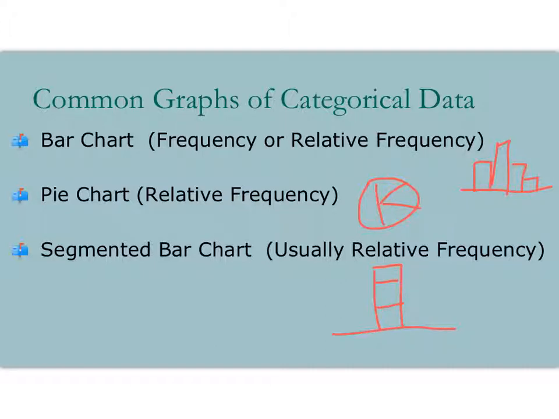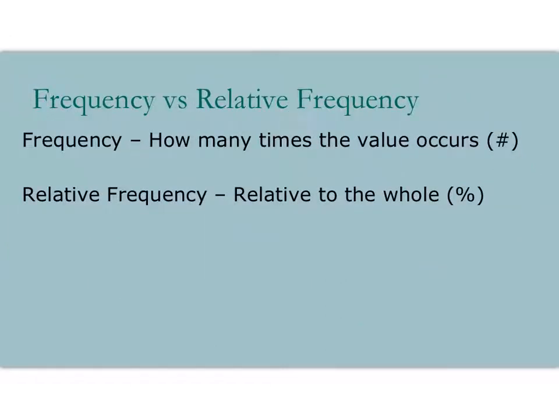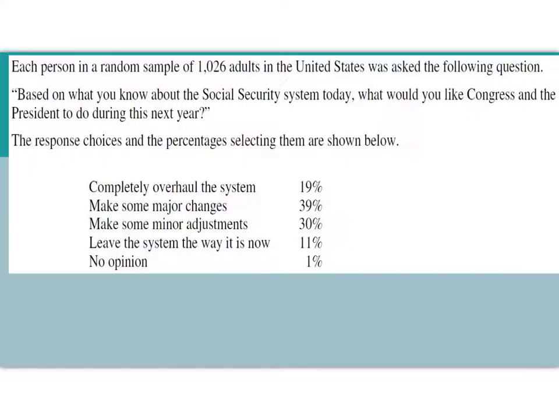I keep using this word. What is it? Frequency is how many times the value occurs. Does it occur 5 times? Relative frequency is relative to the whole. So maybe when it has a frequency of 5, its relative frequency is 20%. So in this example of this table, what am I given right here? I'm being given relative frequencies because they're being given to me in terms of percent of the whole.